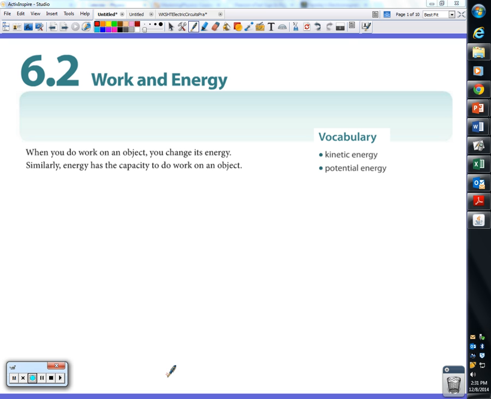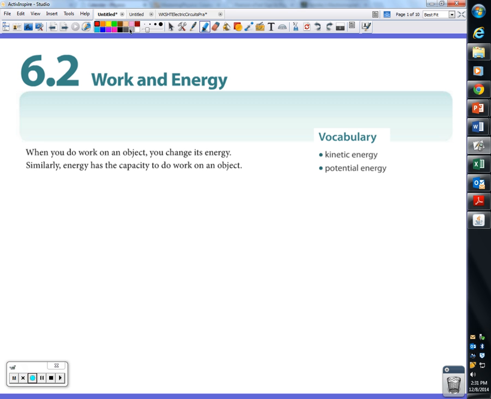So we talked about work in section 6.1, and we talked about how we do work and the factors that affect work and how we calculate the amount of work, but not actually what work is. So that's what we get into here in section 6.2. And right underneath the heading, I have included these two statements which really go a long way to explaining how work and energy are related.